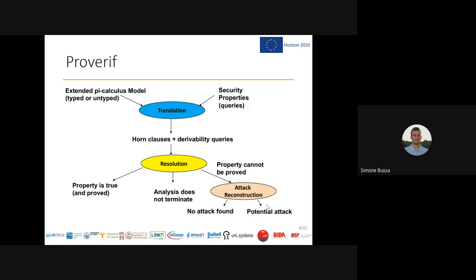And ProofReef also returns the attack trace as output. While if no attacks are found, we cannot know anything about the property. In fact, the state exploration is not exhaustive, and so even if ProofReef has not found an attack, a real attack may still exist. ProofReef can also not terminate, and also in this case we cannot know anything about the property. So these are the three outputs that ProofReef can return.